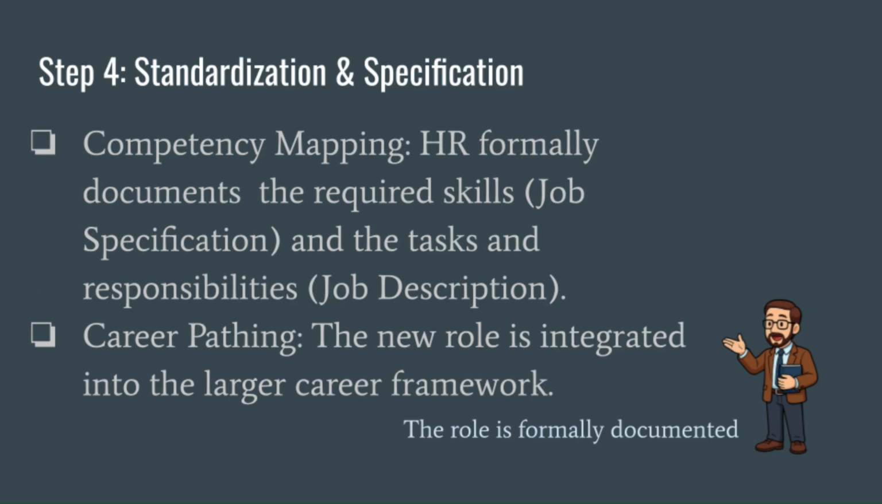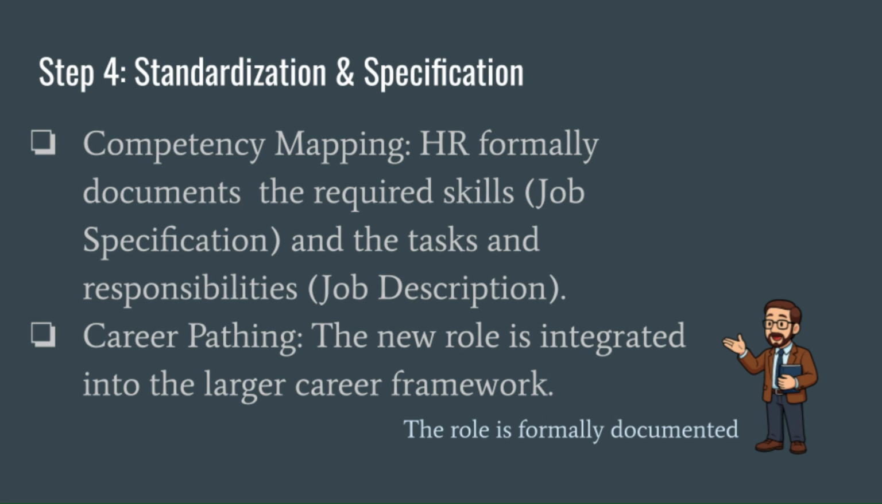Step 4. Standardization and specification. Finally, the role is formally documented. Competency mapping. HR establishes the required skills, the job specification, and formally documents the tasks and responsibilities, the job description. Career pathing. The new role is integrated into the larger career framework, ensuring a clear path for employee growth and advancement.